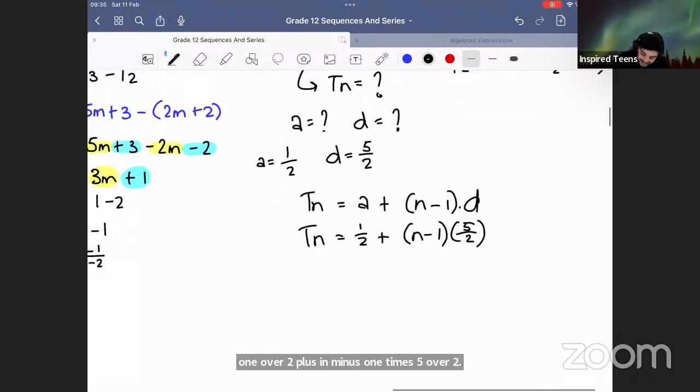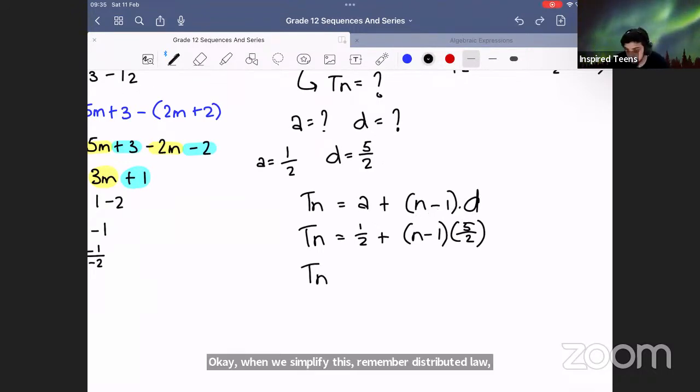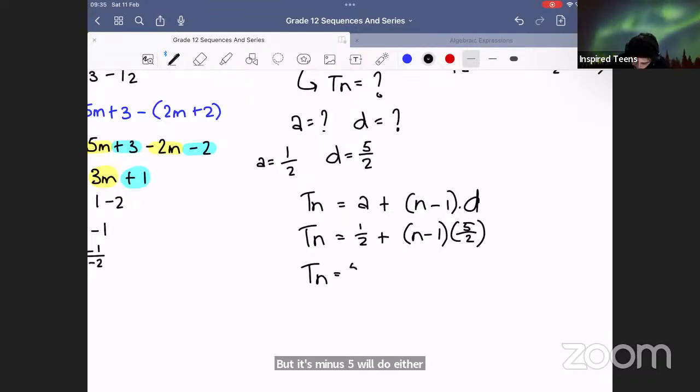When we simplify this, remember the distributive law. You can use your calculator to determine 5/2 times minus 1, but it's minus 5/2 either way. When we simplify everything, we get Tn is equal to 5/2 n minus 2.